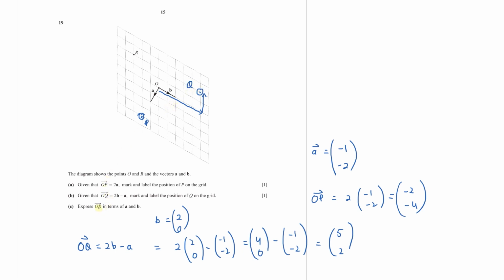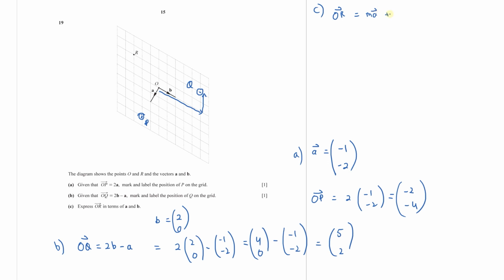Part C is express OR in terms of A and B. So this was part A, this was part B. Let me solve part C up here. So part C is express OR in terms of A and B. So I can write OR equals some constant times vector A. And let's call that constant M. So this is vector A here.